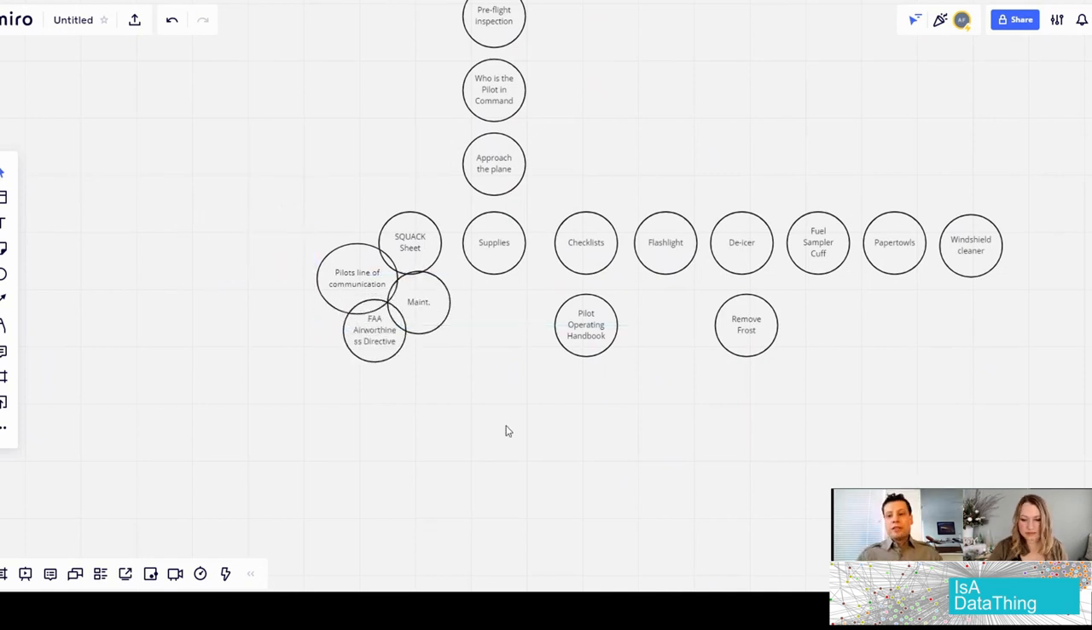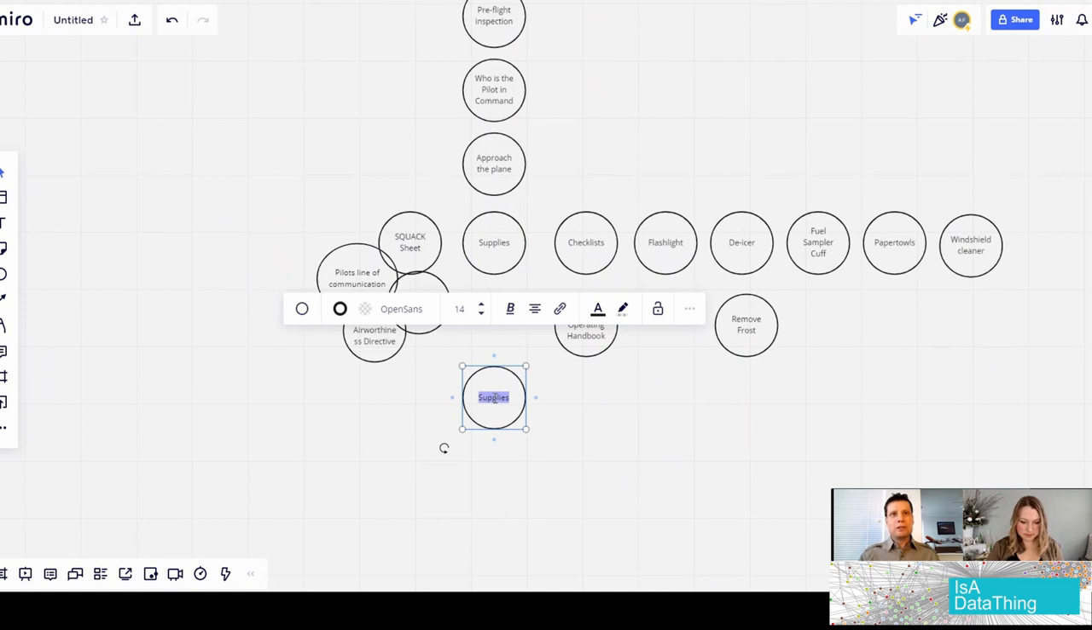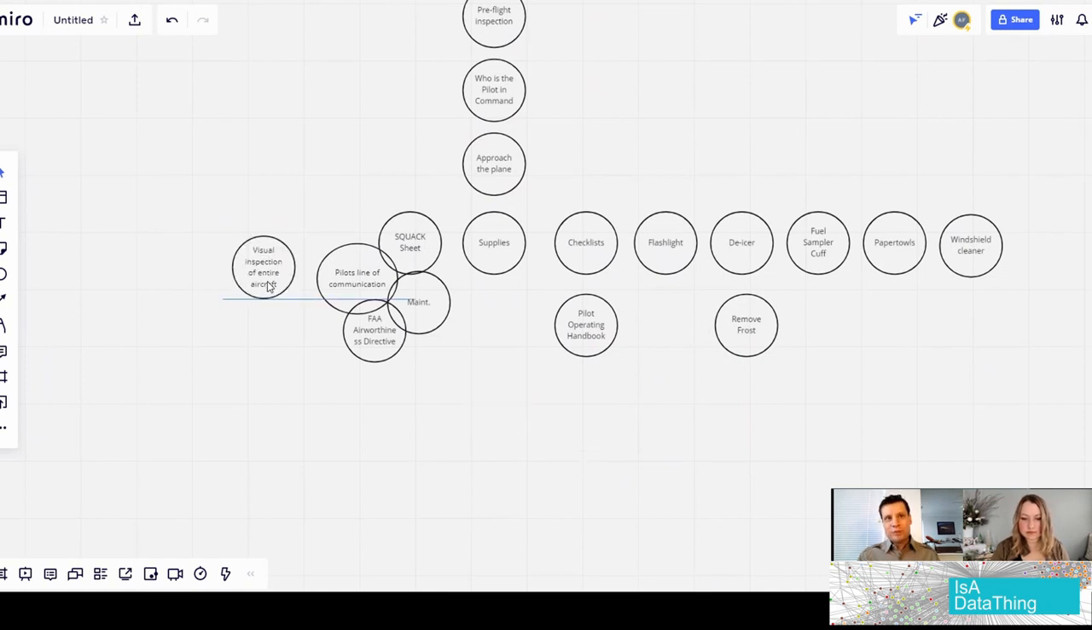Basic: give the airplane an overall look. Take a step back and look at the entire thing before you get up close, because sometimes a wrinkle in the airplane's skin, any missing parts, or some other problem might be more obvious from a distance. So give it a good overall look.